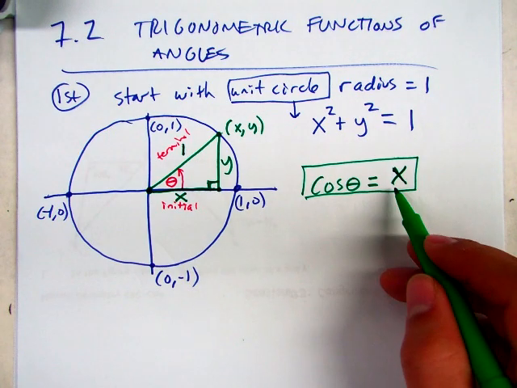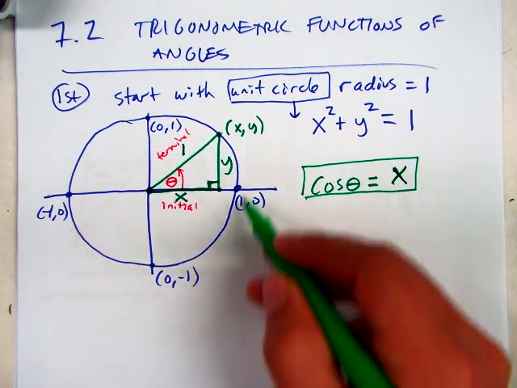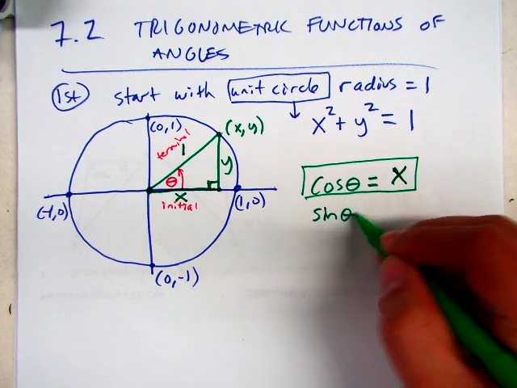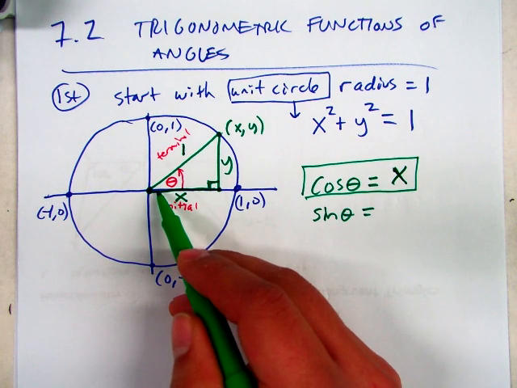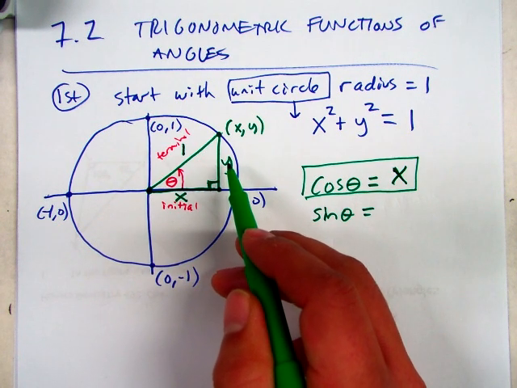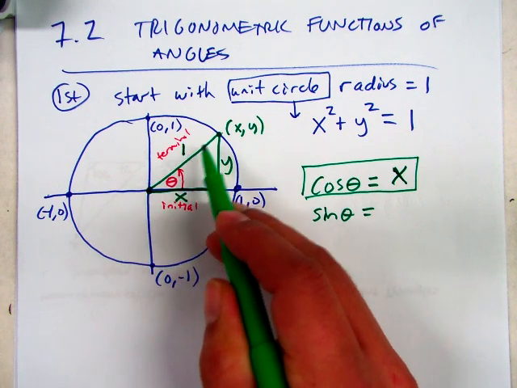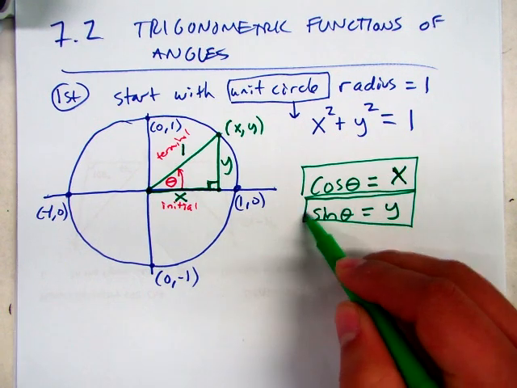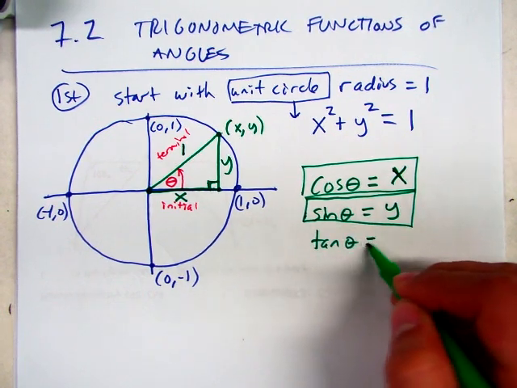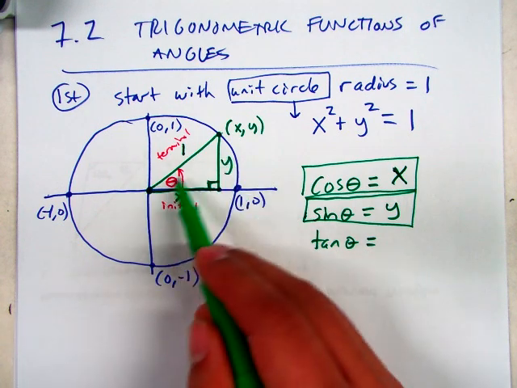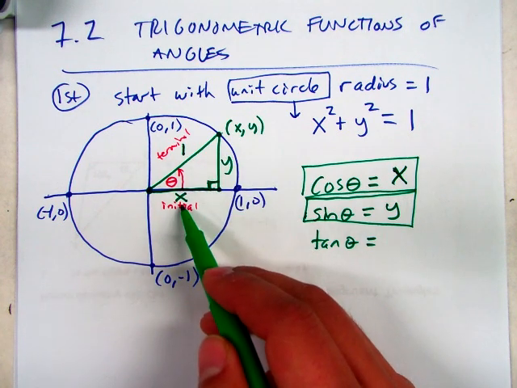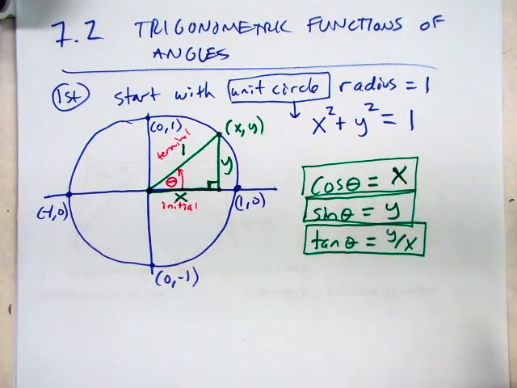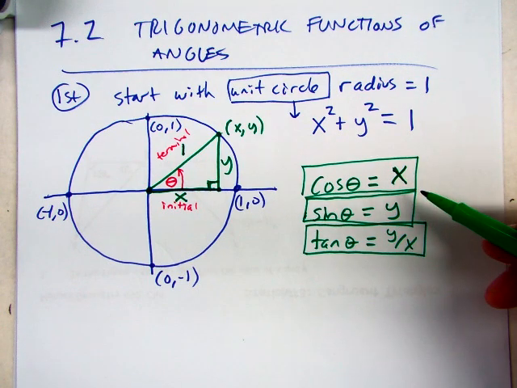Cosine theta will always correspond to the x-coordinate on the unit circle. Okay? Sine theta. Remember, sine is what over what? Opposite, which is y, over hypotenuse, which is 1. So y over 1 is just y. Tangent theta. Opposite over adjacent. So y over x. These are the ones that you remember, right, from SOHCAHTOA?